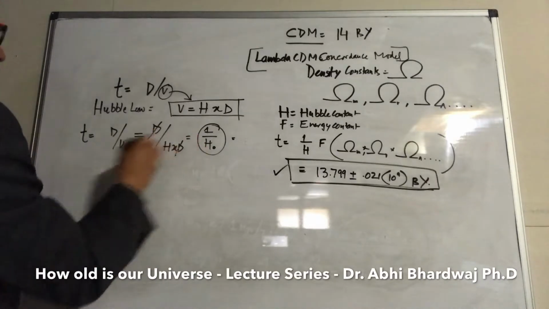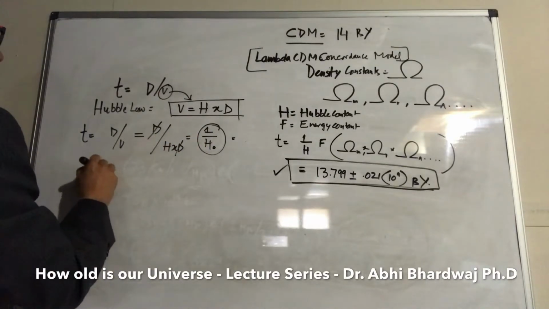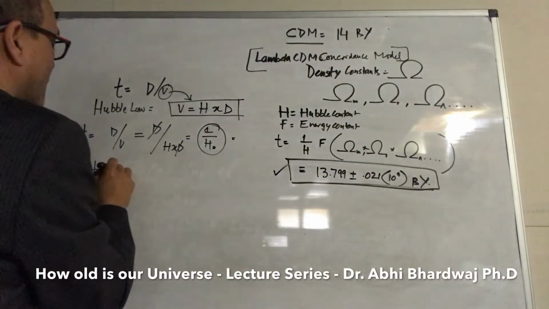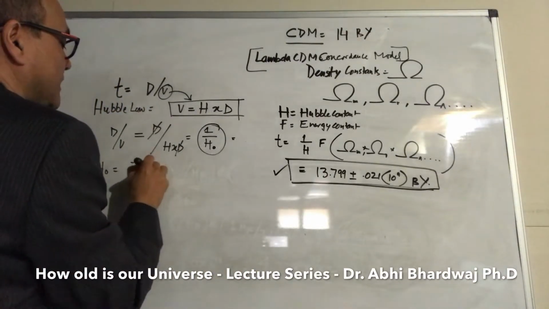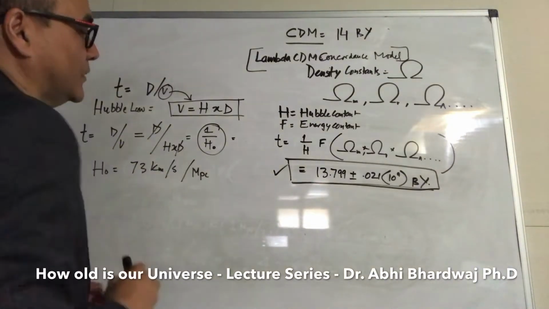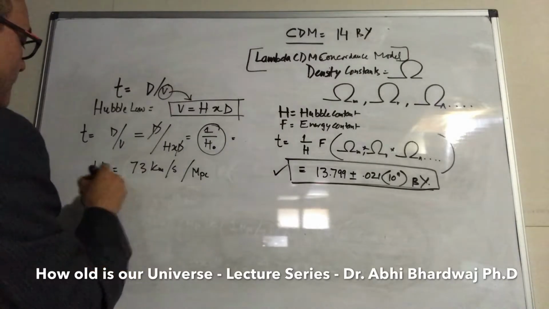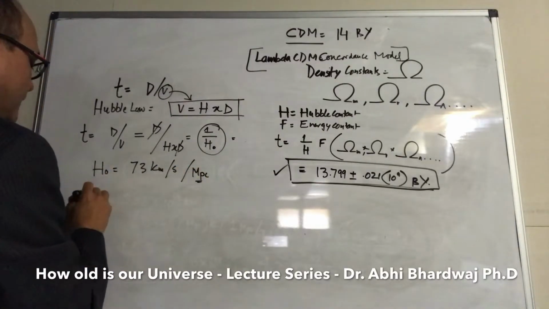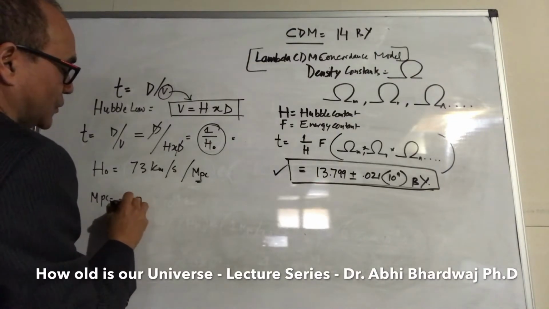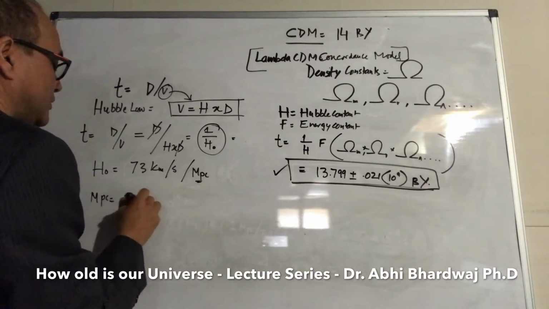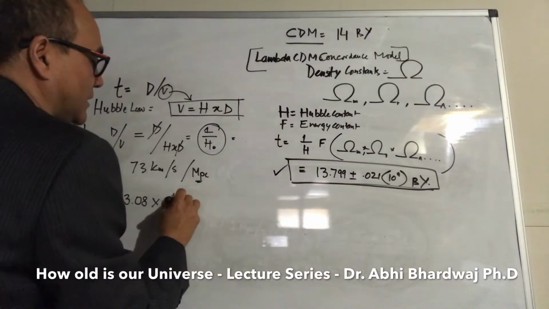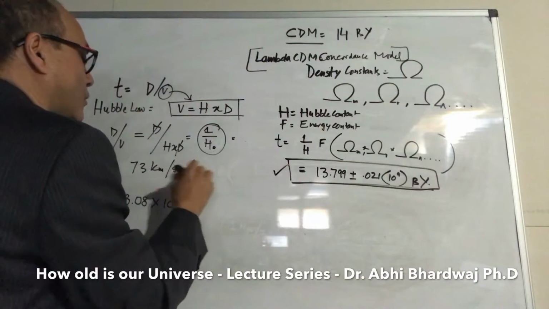When we look at, for example, the Hubble constant, it has a value of 73 kilometers per second per Mpc. So that's the Hubble constant value. But what is the Mpc value? So let's find that out. One Mpc is equal to 3.08 multiplied by 10 to the power 19 kilometers. So we know now what an Mpc is.